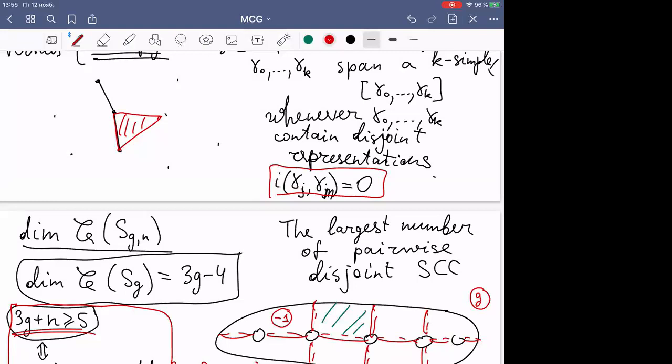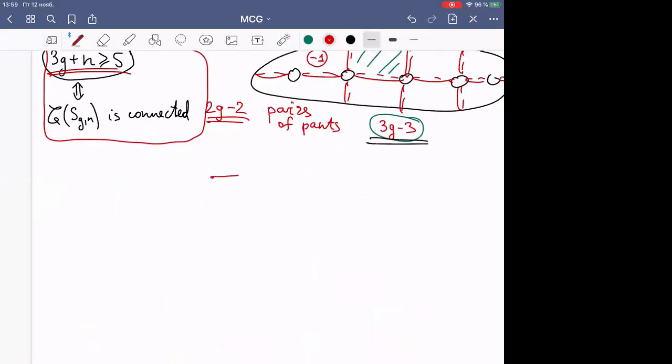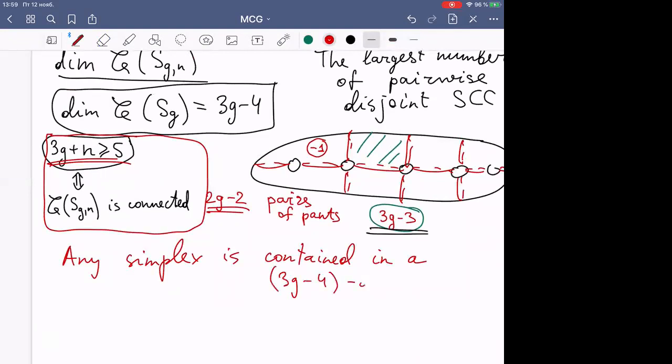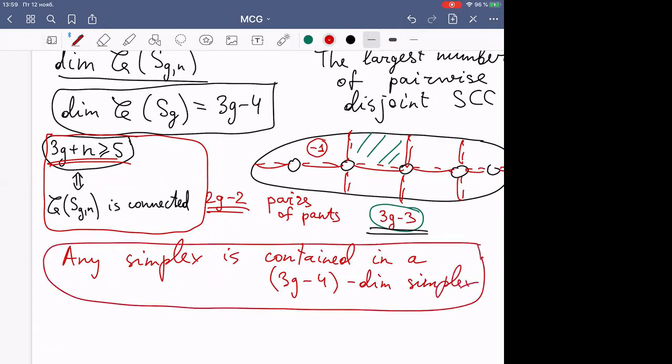This means that it is homogeneous in the sense of dimension. This means that we do not have situations like a complex that is one dimensional in some part and two dimensional in another part. Here, any simplex is contained in a 3g minus 4 dimensional simplex. So any simplex is contained in a simplex of maximal dimension. So we have such a complex.